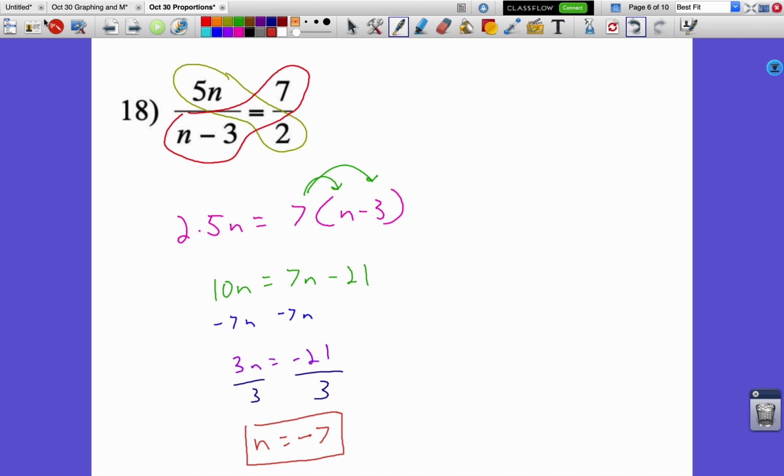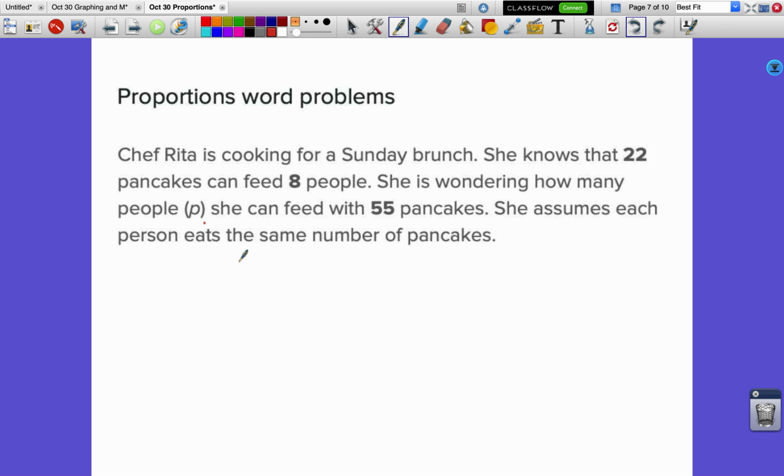All right, do a quick double check. It works out. All right, now I've got a couple of word problems where we're going to have to set them up and then we'll solve them using this new technique.